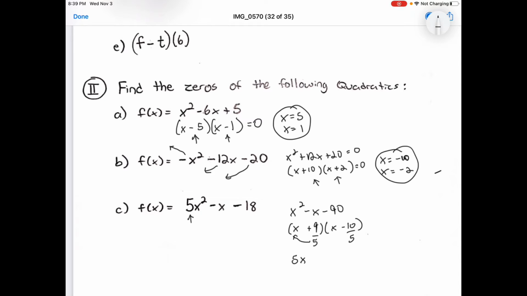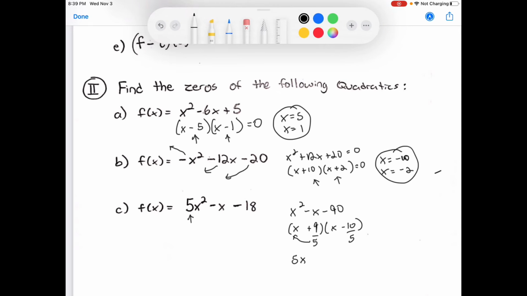So one of my factors is, well, this is what you could do. You can do it like that, or you can just say, since I'm finding my zeros, set both of these factors equal to 0. So what would make this factor equal 0? X equals negative 9 over 5. That's one of my answers. And what would make that one? That's x minus 2. So that would be x equals 2. So those are my two zeros on that one.